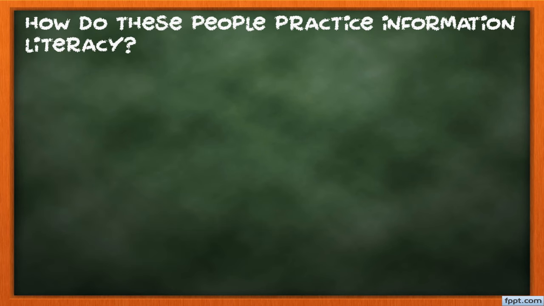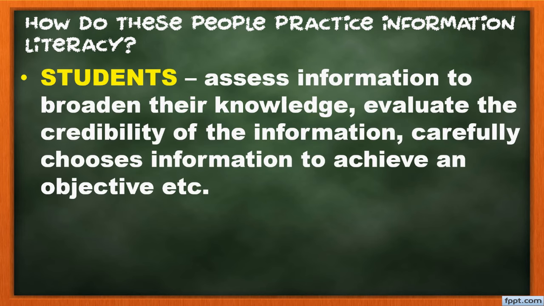This time, let us discuss how different people practice information literacy. First, let us have students. Students assess information to broaden their knowledge, evaluate the credibility of information, carefully choose information to achieve an objective, and so on. As students, you need to practice information literacy by assessing the information you have gathered, with the purpose of broadening or widening your knowledge base. Next is to evaluate the credibility of the information. Even the source of information, you need to evaluate as well. And then you need to carefully choose information to achieve a particular task or objective, let's say for your research. So you first need to set an objective, and then choose the information that suits your task as well as hits your objective.